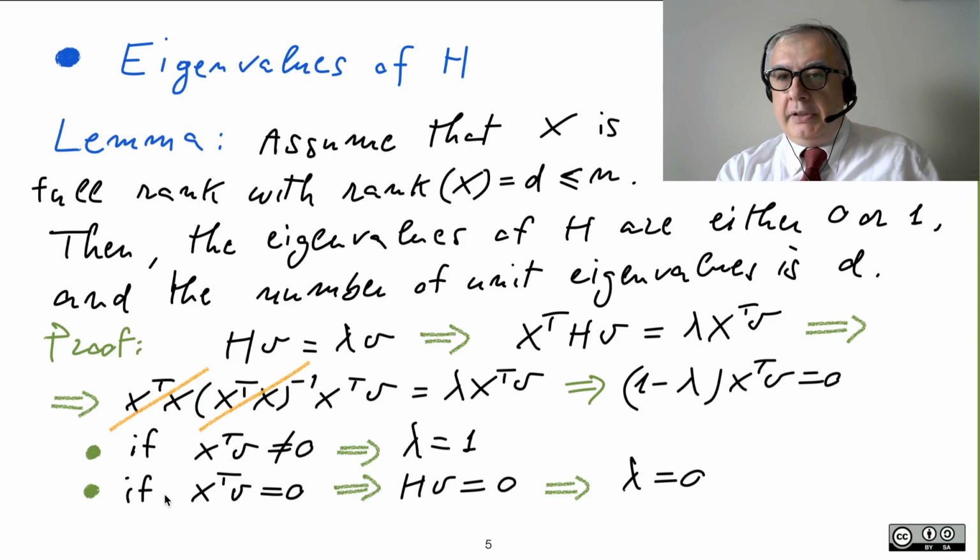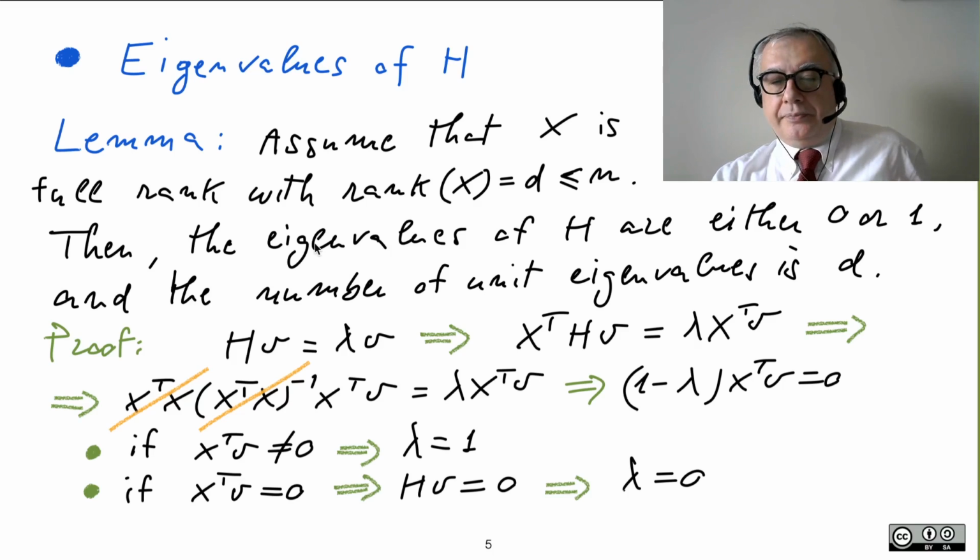At this point, the first step is establishing some properties for the eigenvalues of H. And we have this lemma. The lemma says that, assuming that X is full rank, and in particular for us the rank will be D less than or equal to N, then the eigenvalues of H are either 0 or 1, and the number of unit eigenvalues is equal to D, the number of parameters for us.